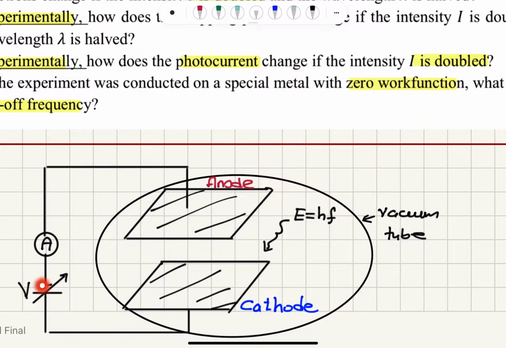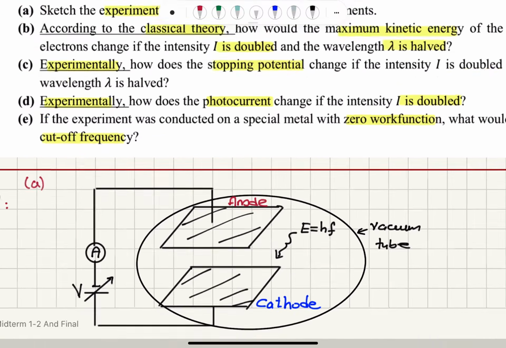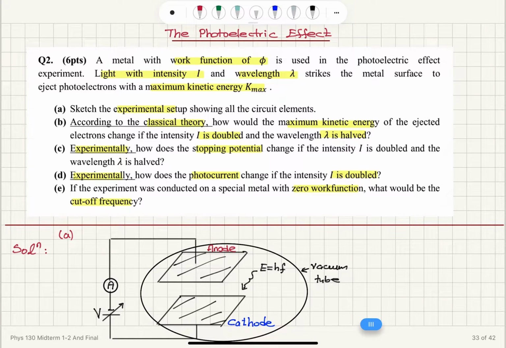The current that flows in the circuit is monitored with an ammeter here. So this is measuring the photocurrent, and we apply a variable potential with respect to the anode. So the cathode with respect to the anode potential I called V, and it's variable. When I apply a certain negative potential to the anode with respect to the cathode, these electrons will be stopped. That will be called the stopping potential. So that's the experimental setup.